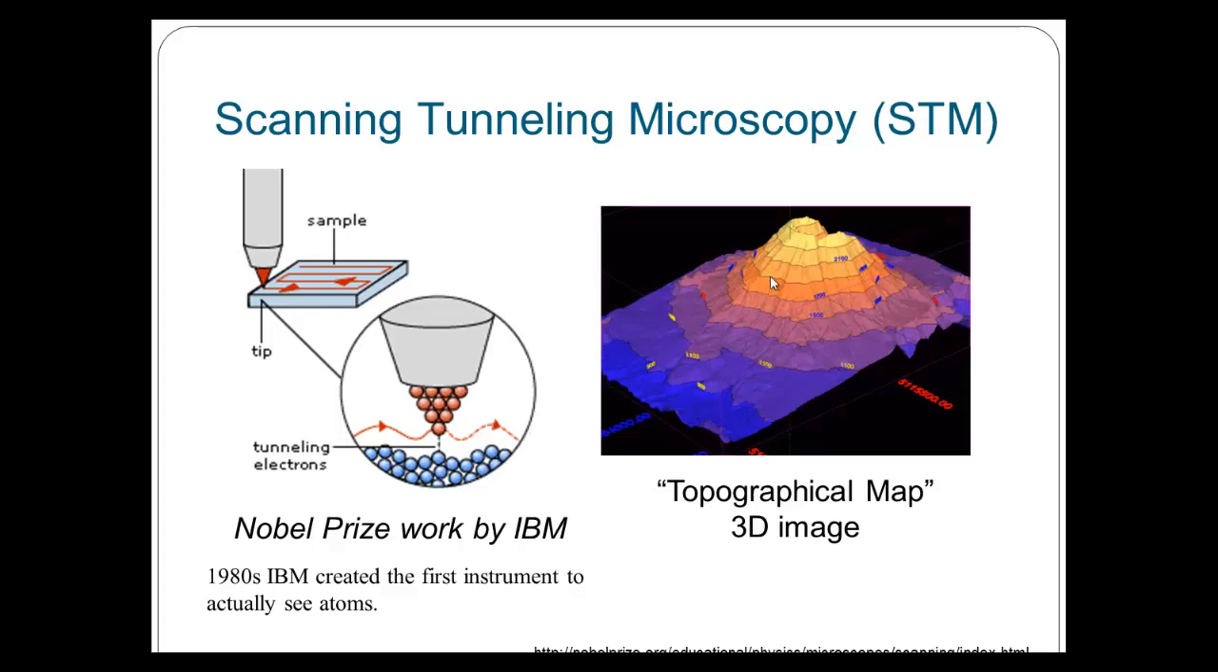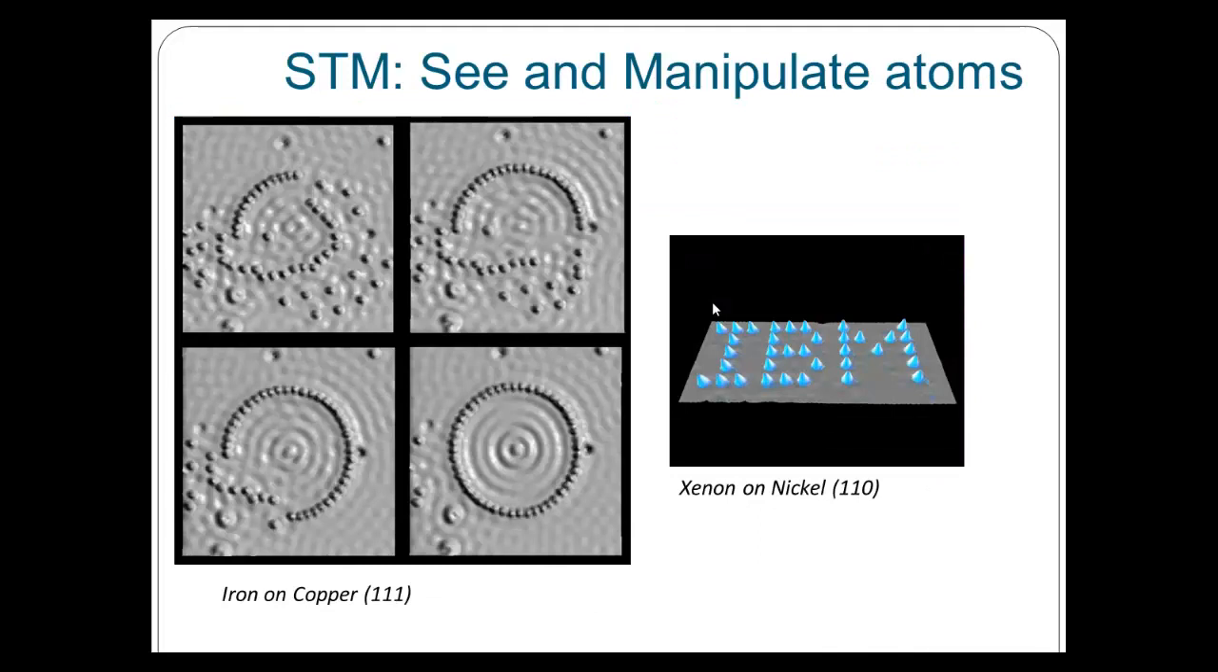You're looking at a topographical map of the surface. You're not actually looking at colors or things like that. It's just you're seeing how tall things are and how low down they are. And we can actually see these atoms, but we can also manipulate them as well. You can see that these are a bunch of iron atoms on top of a copper plate. And we can actually push the iron atoms along until you can get a circle. Or you can do something similar with xenon on nickel. Here is another example. IBM actually wrote their own name out.